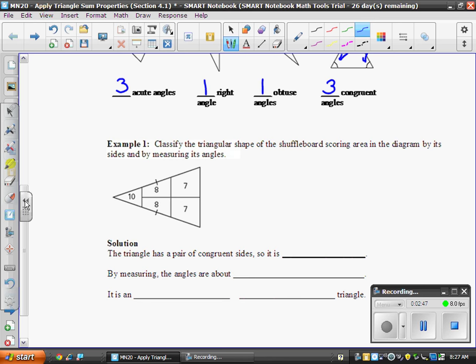But here in example 1, it says classify the triangle shape of the shuffleboard scoring area in the diagram by its sides and by measuring its angles. I want you to notice in this figure that we have two equal lengths of the triangle, which then, since we have a pair of congruent sides, means it is going to be an isosceles triangle.